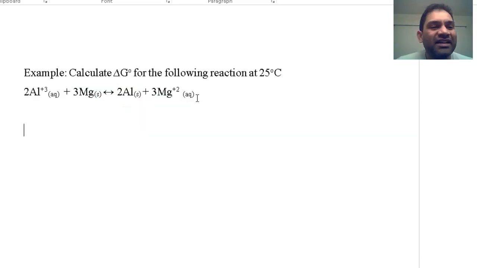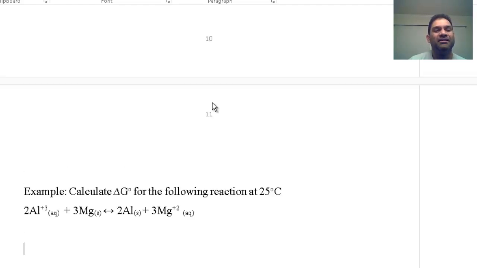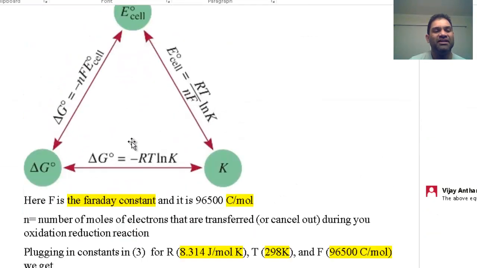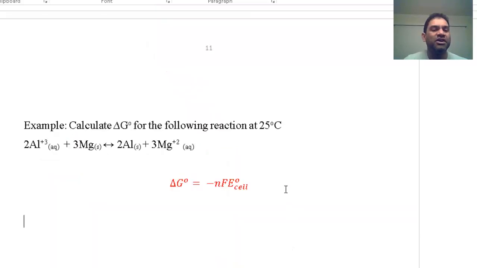In this problem, we're asked to calculate delta G at standard state for the following reaction. First step is let's figure out which equation we will use. So going back up to my triangle, they want us to find delta G. So I think what I'll do is find E cell. I know F, I can get N. And yes, this is the equation I will use: delta G at standard state is minus nF E cell.